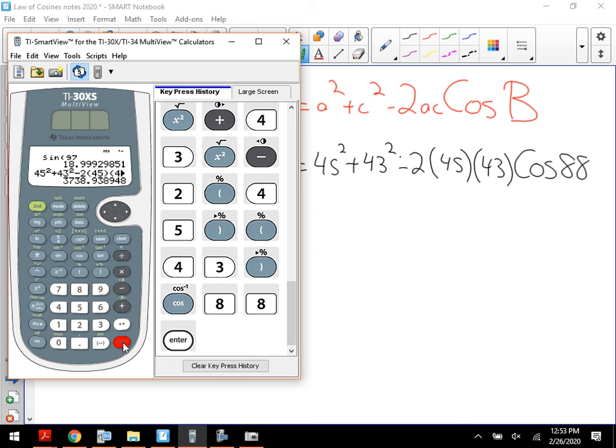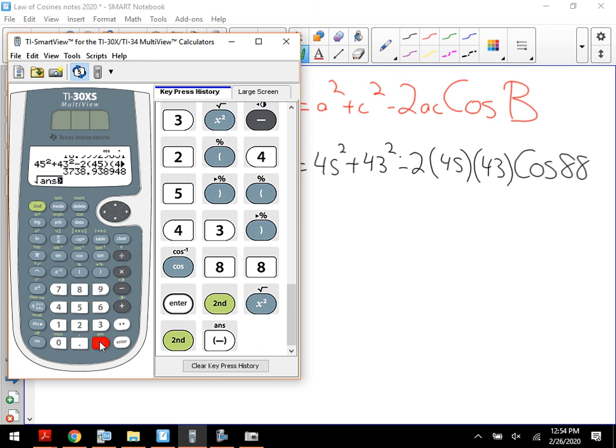How do you get b then? You square root it. So again, remember how we've always used the answer button? Second, square root, second, answer. There's b, 61.15. When you use law of cosines, if you're trying to find a side length, all you're doing is typing it all in, then taking the square root. That gives you a side length.